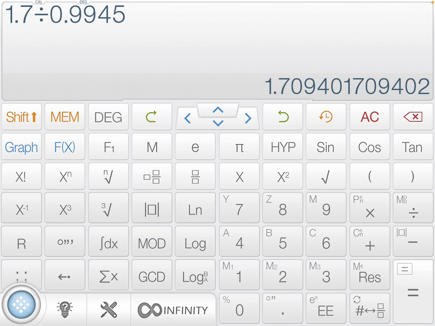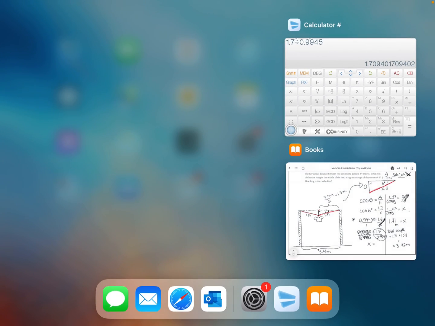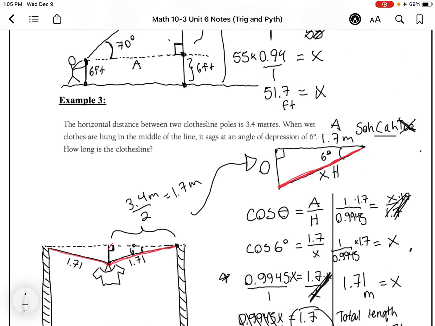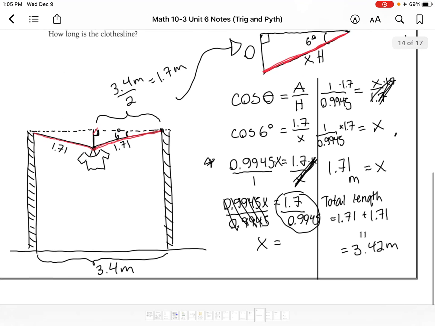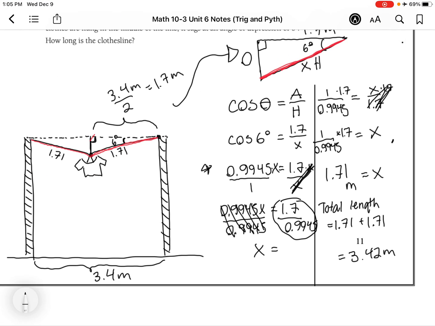And there you have it. You get the exact same result. Okay, so either way you want to solve that is fine. Up to you. We got 1.71. And then you still have to figure out this total length over here.